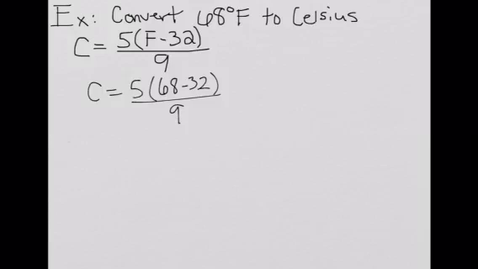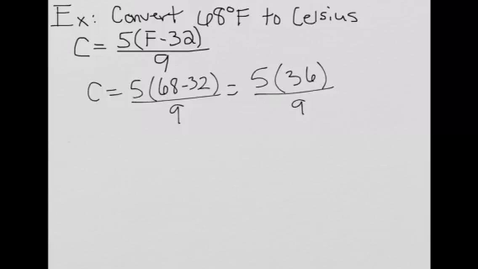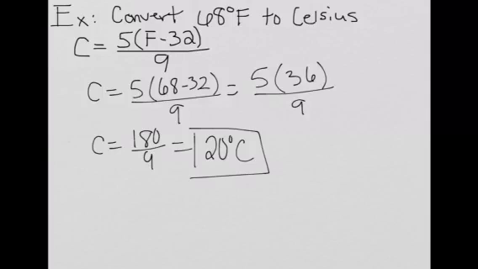Now we've got to remember our order of operations, so we've got to do what's in parentheses first. That gives me 5 times, 68 minus 32 is 36. So 5 times 36 all over 9. You can simplify here, you can multiply, but if you just multiply this out, you get 5 times 36 on top. So that gives you 180 over 9. And then if you just divide 180 by 9, you wind up getting 20 degrees Celsius. And so 68 degrees Fahrenheit is equal to 20 degrees Celsius.